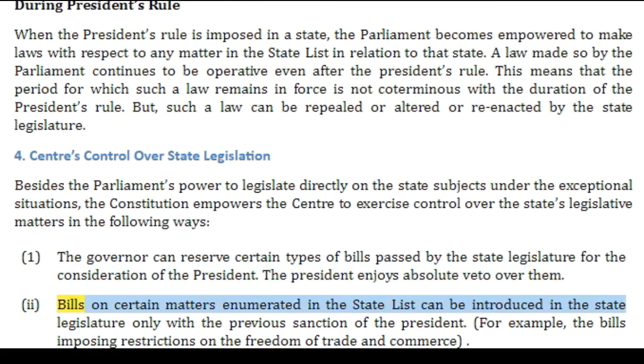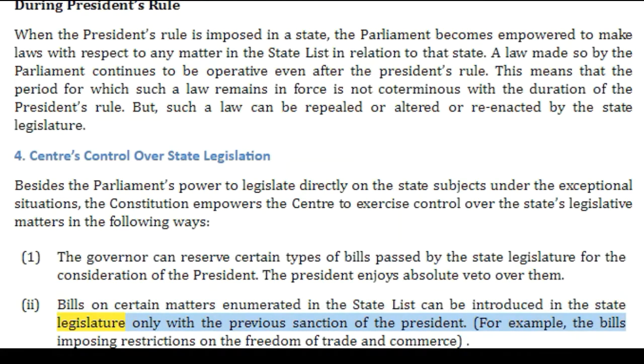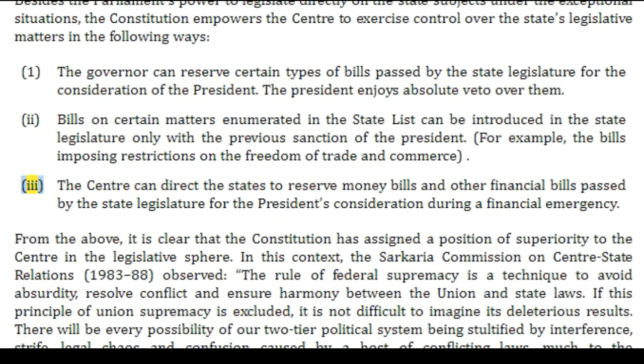2. Bills on certain matters enumerated in the state list can be introduced in the state legislature only with the previous sanction of the president. For example, the bills imposing restrictions on the freedom of trade and commerce. 3. The Centre can direct the states to reserve money bills and other financial bills passed by the state legislature for the president's consideration during a financial emergency.